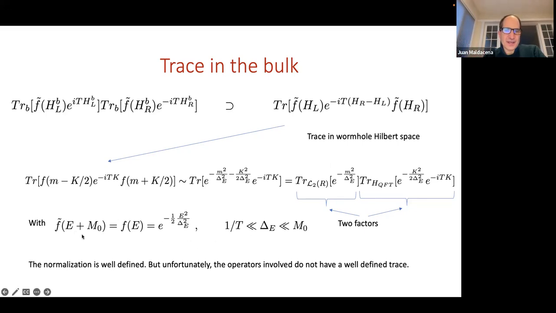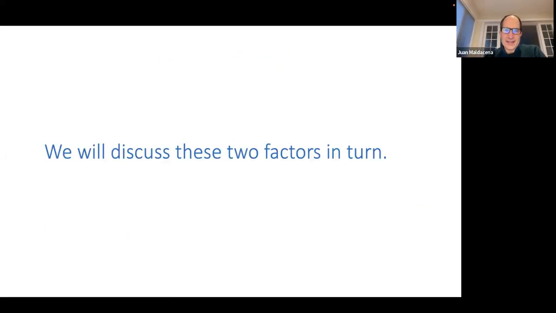Here we've assumed a Gaussian, so that simple splitting arises when we have a Gaussian window function. So we picked a Gaussian window function, and we split the computation into two parts. One is the computation in the bulk quantum field theory, ignoring gravity, and the other comes from these very simple gravitational degrees of freedom of the wormhole. These traces are all well defined with a unit normalization, and unfortunately, we will see that none of these two operators has a nice trace, and we'll discuss how to fix that. So we'll discuss these two factors in turn.